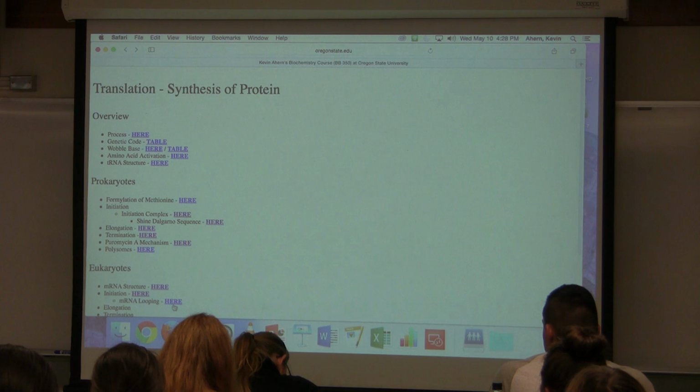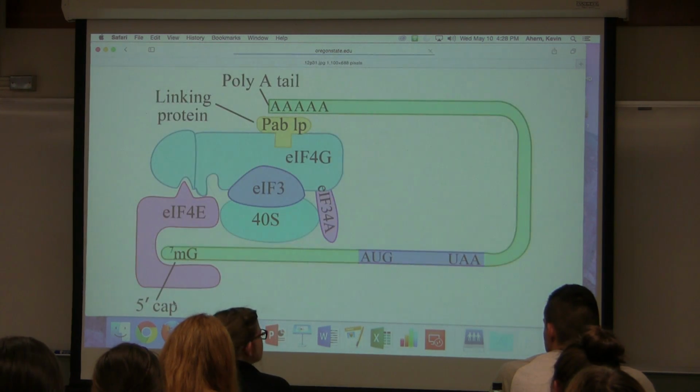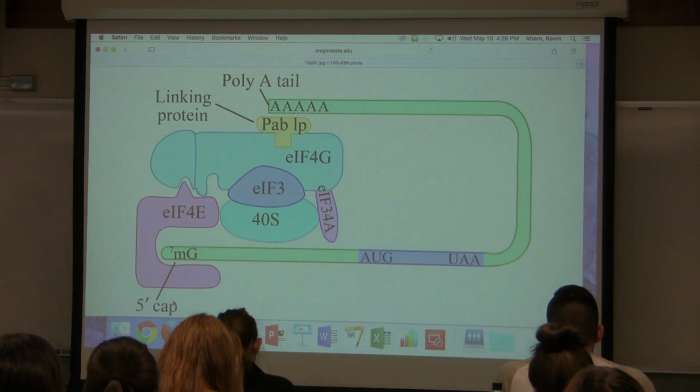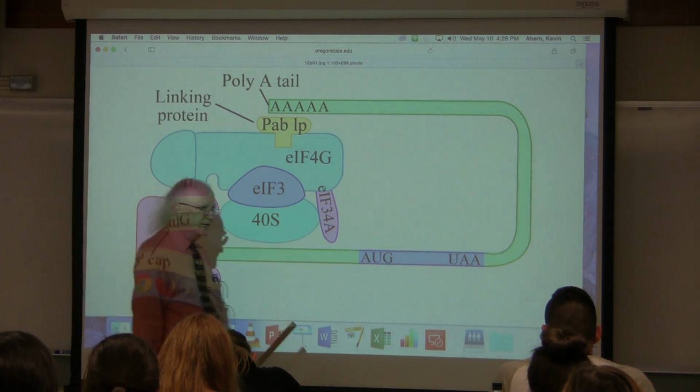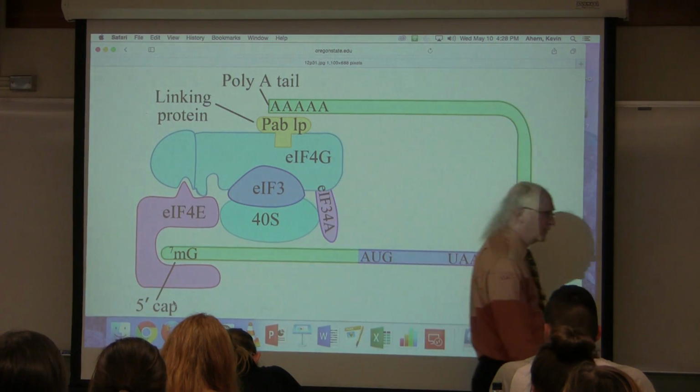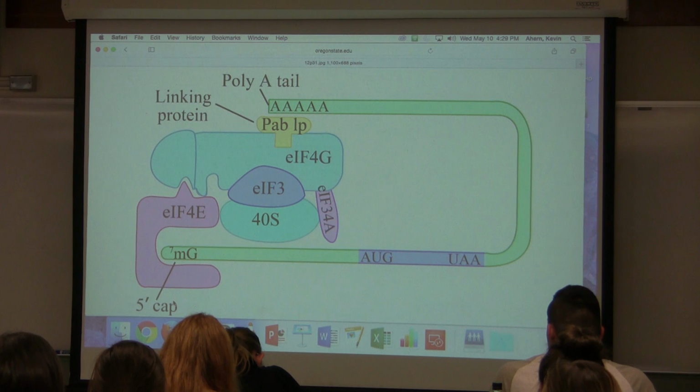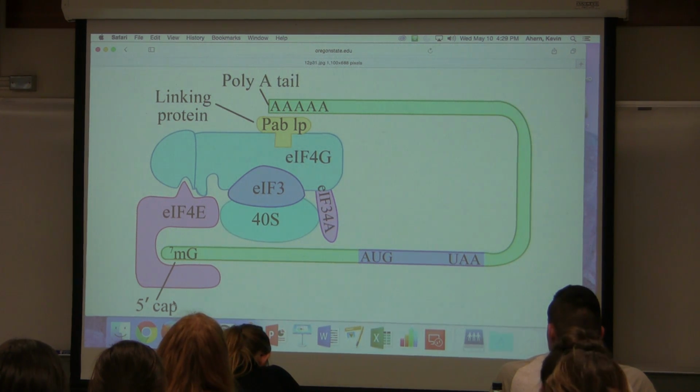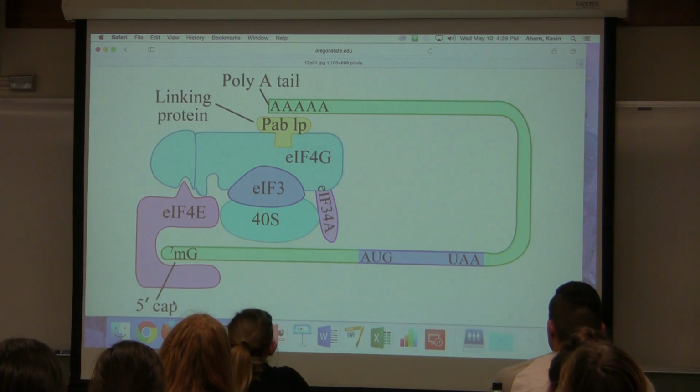Okay. Now, the last thing I want to mention is that role of the cap and the poly A in the process of translation. Now, this looks like a figure like, oh, my God, Ahern, you're not going to do this to us, are you? No, I'm not. I'm showing you something that I want to keep very simple.